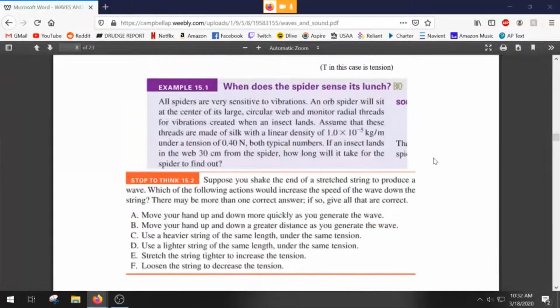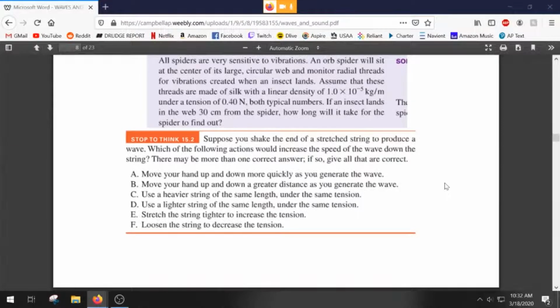All right. So it's a good conceptual question. Suppose you shake the end of a stretched string to produce a wave. Which of the following actions would increase the speed of the wave down the string? There may be more than one correct answer. If so, give all that are correct. I'm going to give the people watching a couple minutes to look through these options and see what they think.